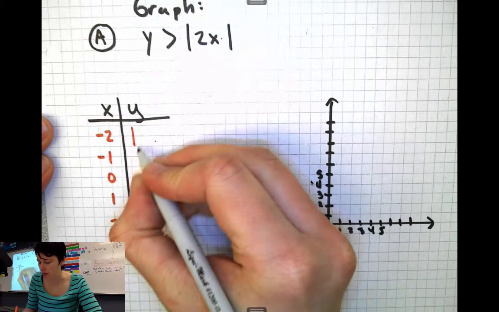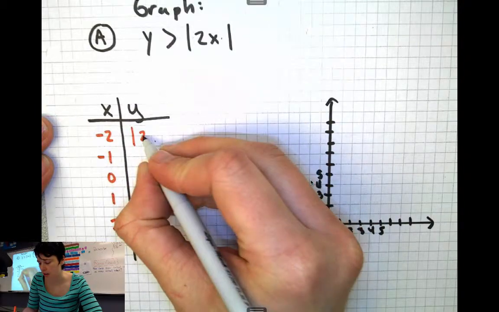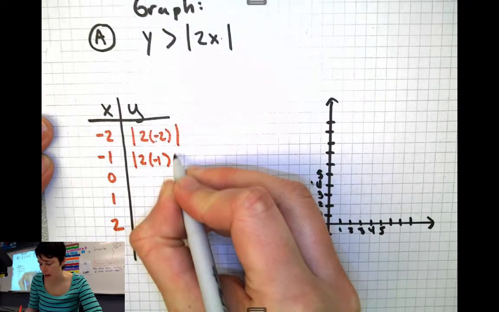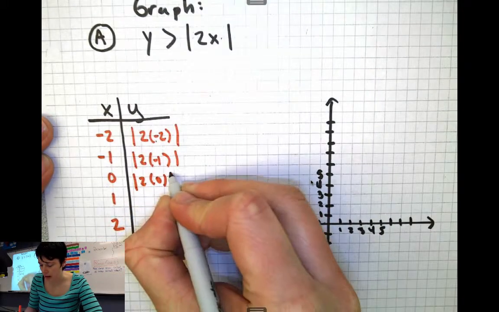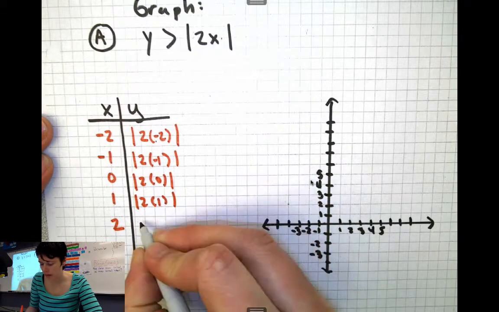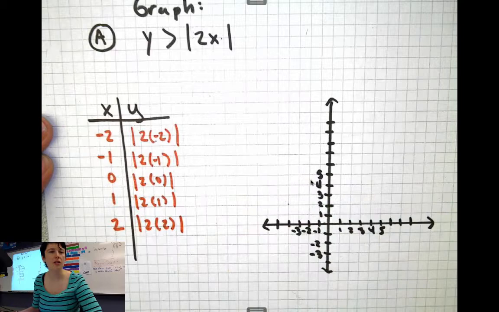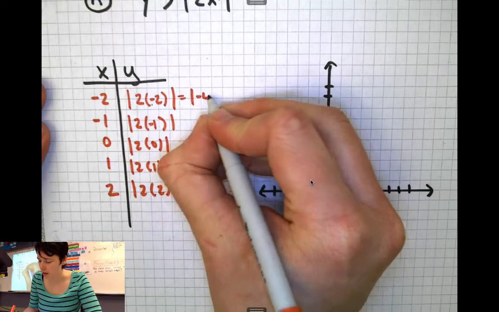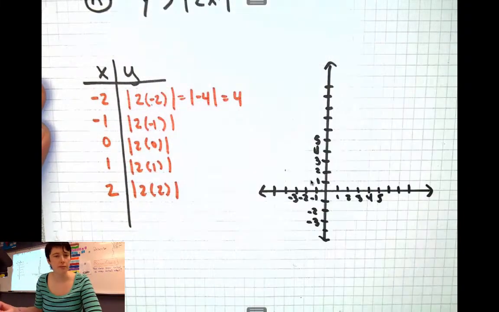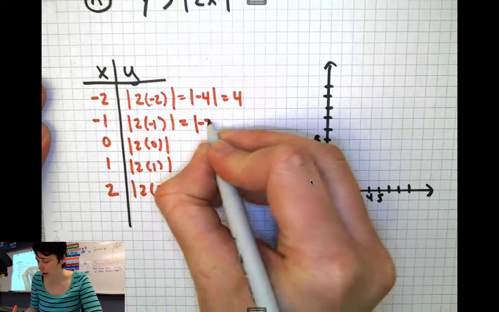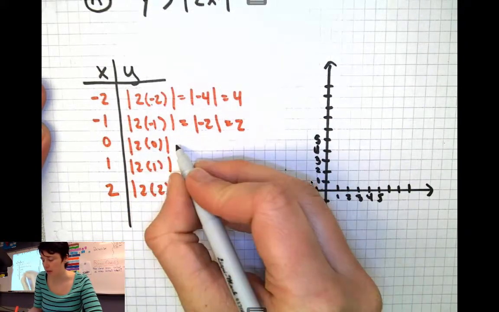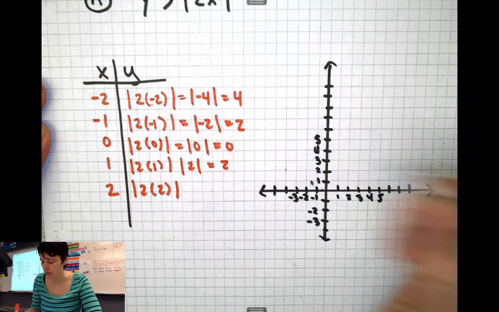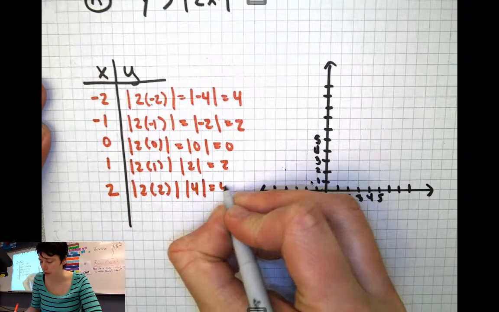So for each of these, I'm going to do the absolute value of 2 times -2, or the absolute value of 2 times -1, absolute value of 2 times 0, absolute value of 2 times 1, absolute value of 2 times 2. And I'm going to simplify this so I can plot some points. So 2 times -2 is -4, but absolute value, that'd be a +4. 2 times -1 is -2, but absolute value is a +2. 2 times 0 is 0, the absolute value is 0. 2 times 1 is 2, absolute value is 2. 2 times 2 is 4, absolute value is 4.